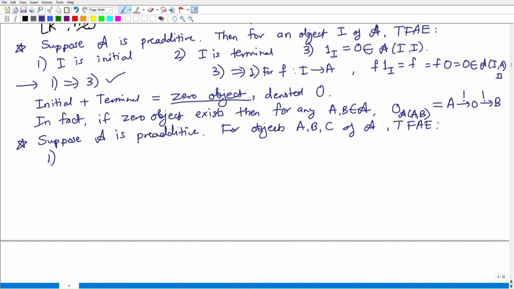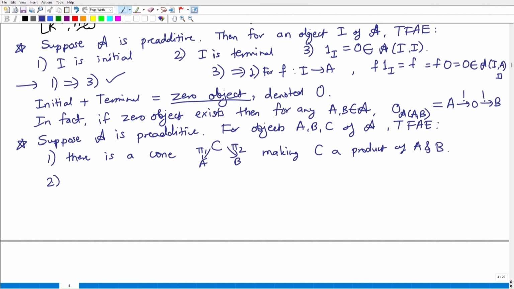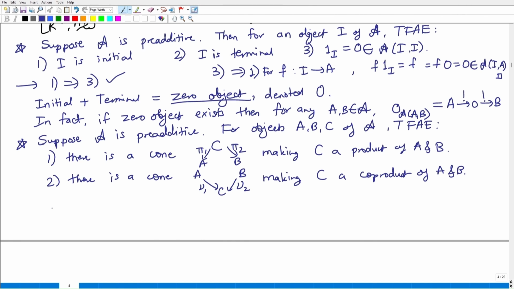So what things are useful? First, there is a cone making C a product of A and B. Second condition, there is a cone under the diagram of A and B, this is nu 1, this is C, making C a coproduct of A and B.